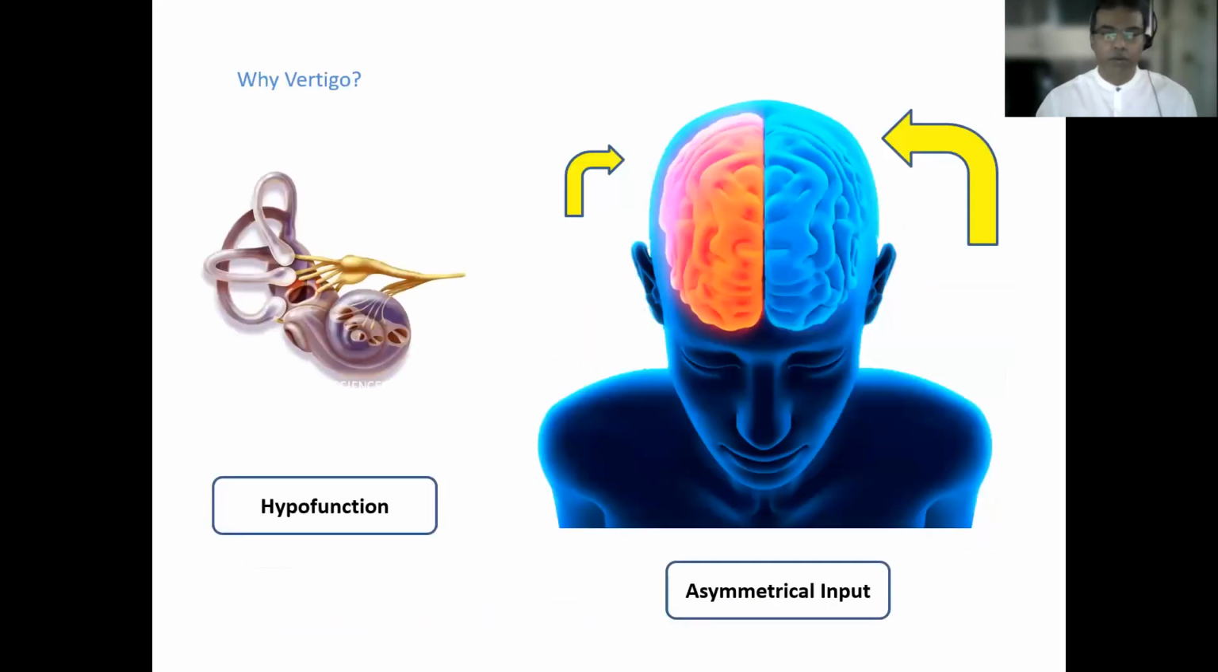Why do we get vertigo? Very simply, from these various reflexes, inputs are sent to the brain. And if this input is not symmetrical, if one side is stronger than the other, if one side is damaged and weaker, you get hypofunction. And because of this asymmetrical input, our cerebral cortex perceives that as vertigo because of this difference in the signals which our brain receives. So that is why we have vertigo.